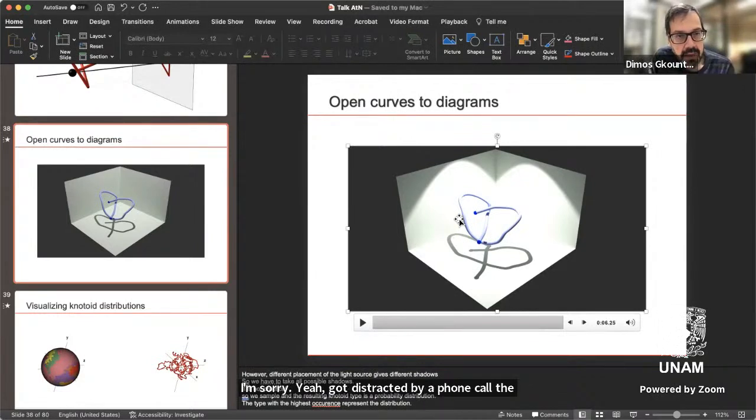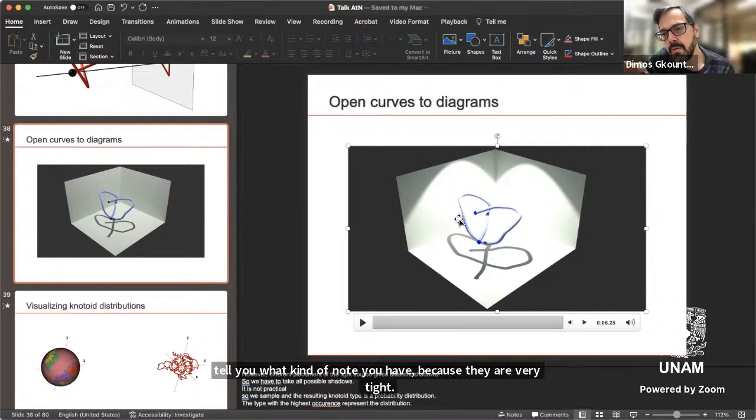The biological question, yeah, all these knots that you can see, not in protein, but mainly in DNA and in circular DNA, they are tight. So you need an invariant, a physical invariant, to tell you what kind of knot you have because they are very tight. That was the minimizer approach.